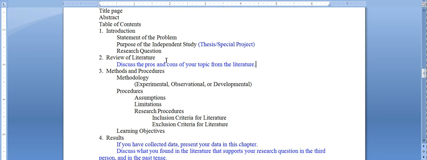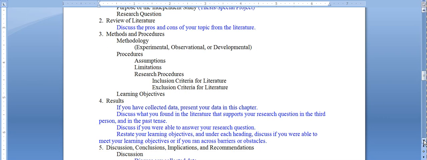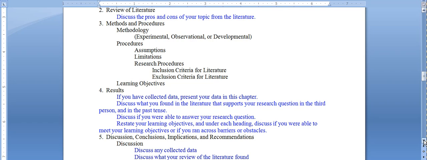Then in the methods and procedures, you're going to once again describe your methodology. Your procedures include the assumptions, limitations, the research procedures, inclusion and exclusion criteria, and your learning objectives.